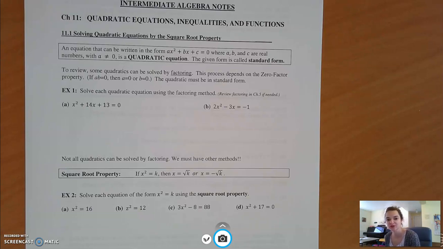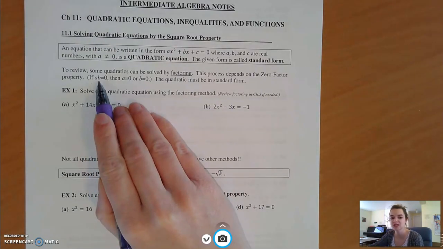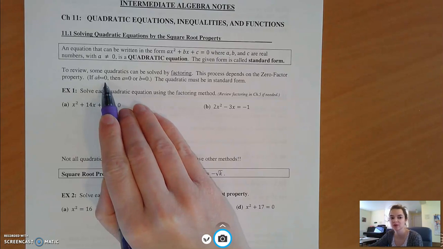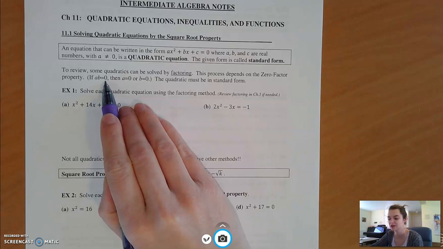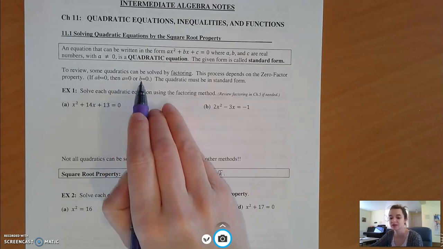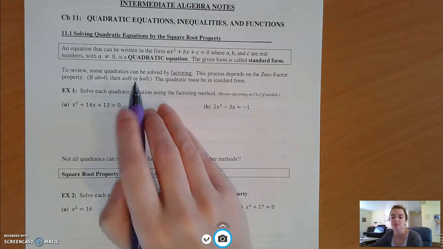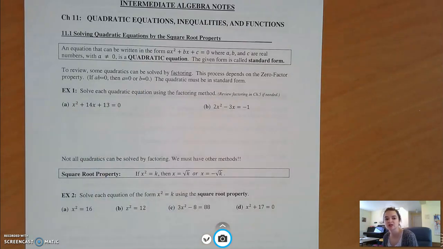So a quick review of factoring, which you guys did last chapter, but we can do it again. To solve by factoring, you are going to set the equation equal to 0 first, and then use the zero factor property, which says that if a couple of things multiply to equal 0, the only way that's going to happen is if one of those things is 0. So if a times b equals 0, then either a is 0 or b is 0. That's the only way that's going to happen. And so once you factor it, you can set each factor equal to 0 and solve.